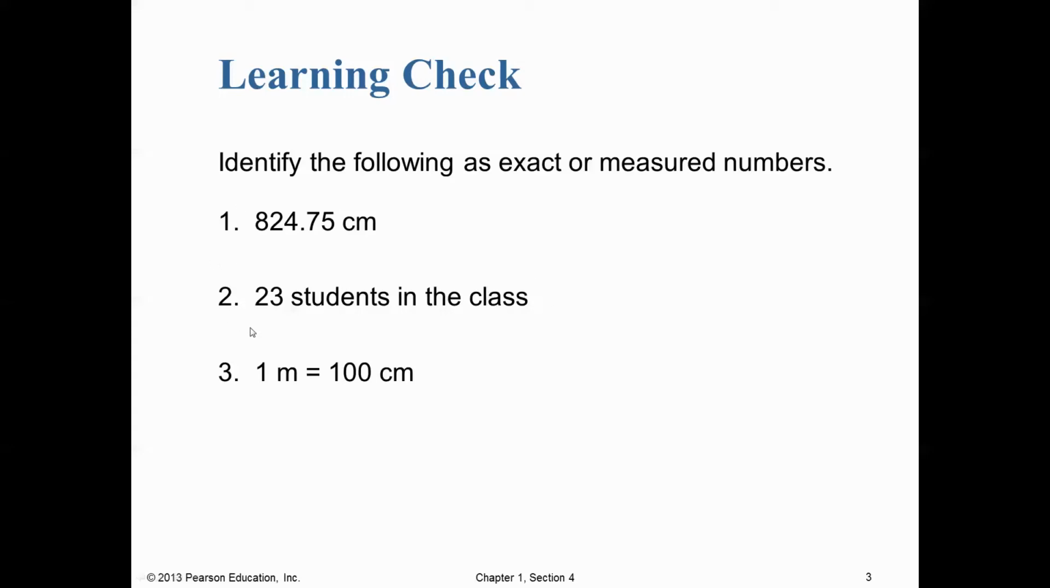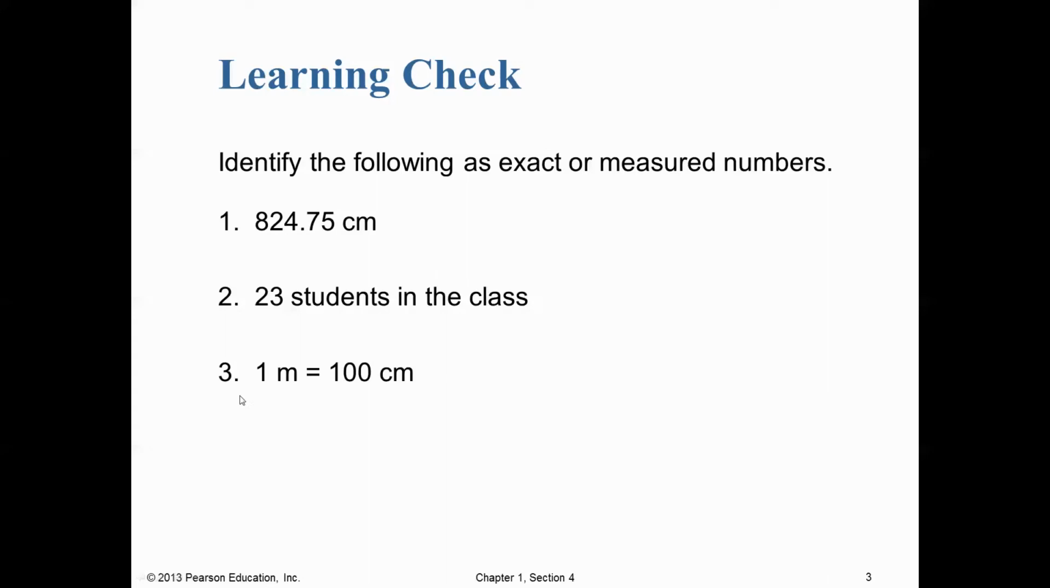In item number 2 right here, we have 23 students in a class. This is an example of an exact number. If we have 23 students in the class, there's exactly 23 students in the class. There can't be 23.1 or 22.9 students. There'd be exactly 23 students. These are counted objects.